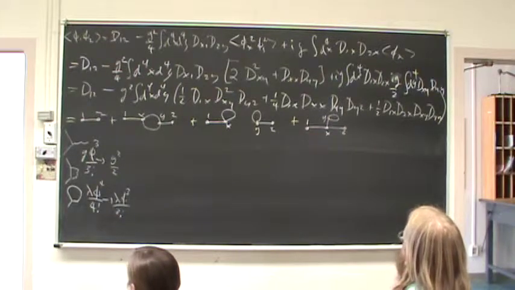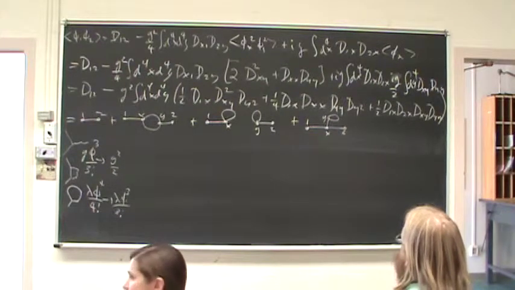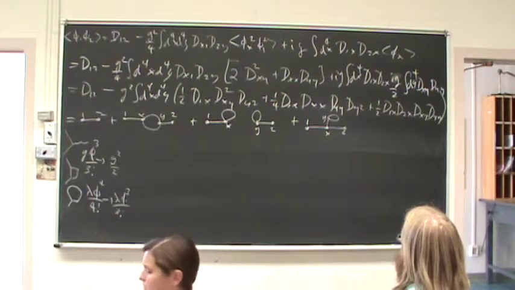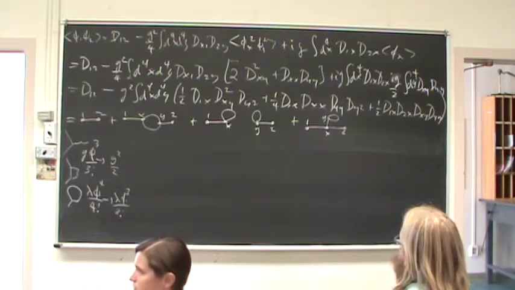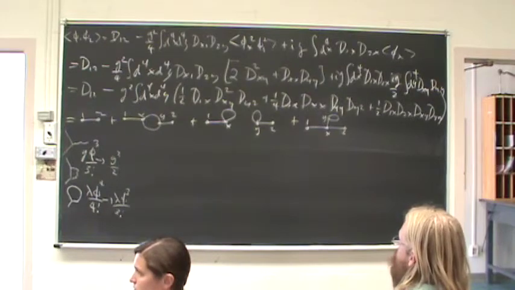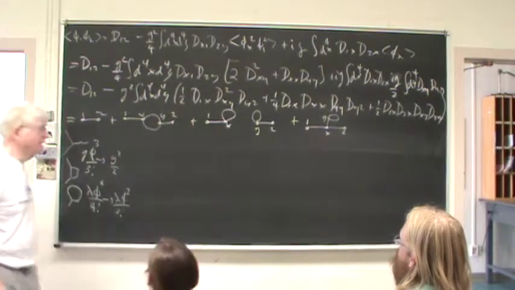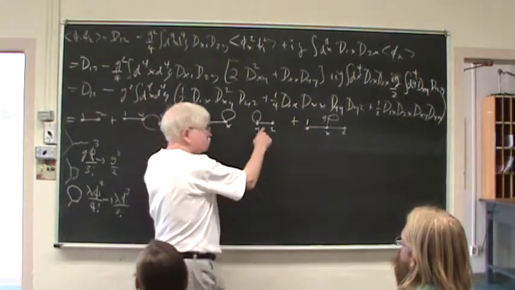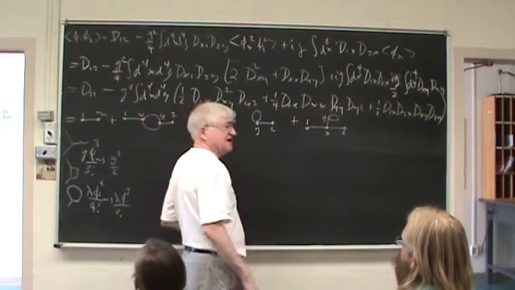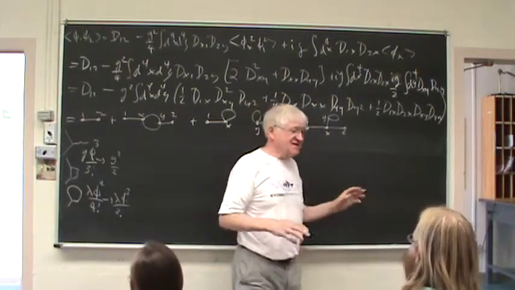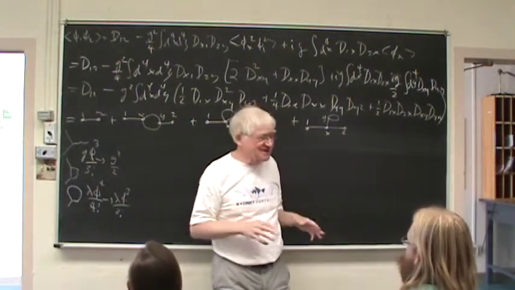Okay, any other questions? Yeah, what does it mean when these lines don't connect, when one never touches two? You mean this thing here? Yeah. That's called disconnected. And the fact is, we'll be ignoring disconnected diagrams.